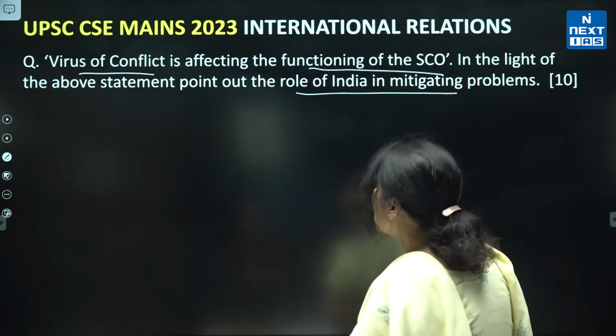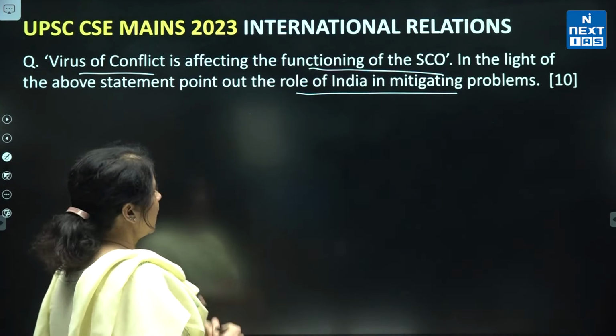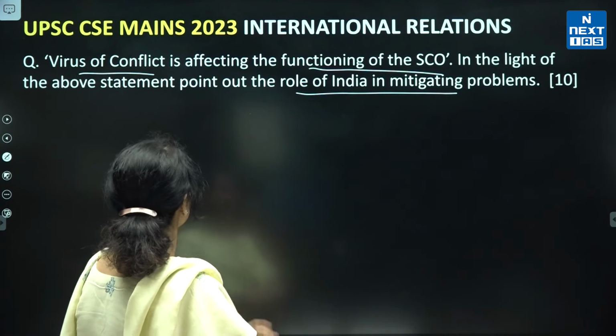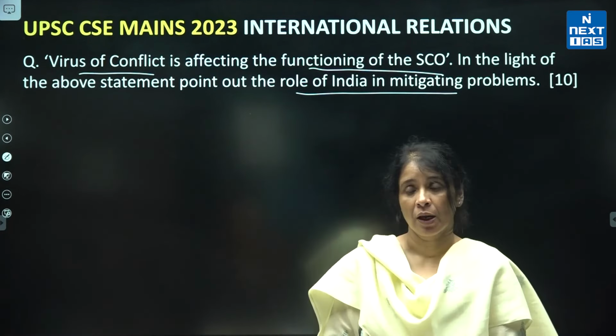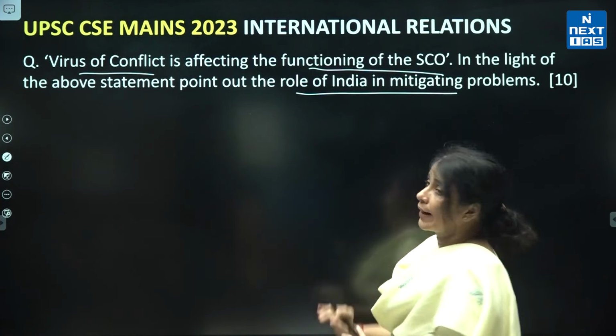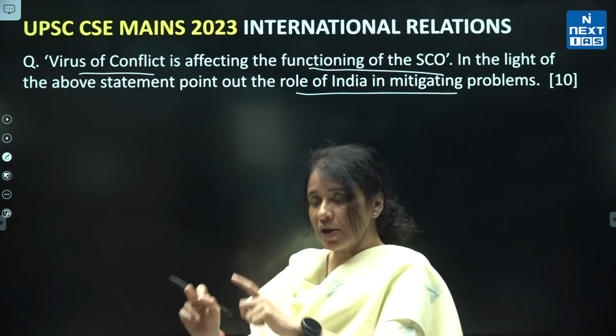This time it is the role India can play in mitigating the problems in SCO. So the first line they have given is, virus of conflict is affecting the functioning of the SCO. In light of this, we have to say what role India can play. So you have to map the conflicts and what role India can play.